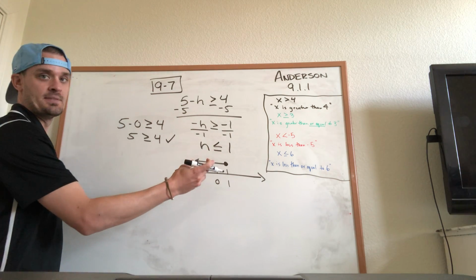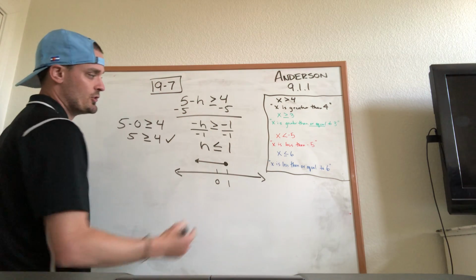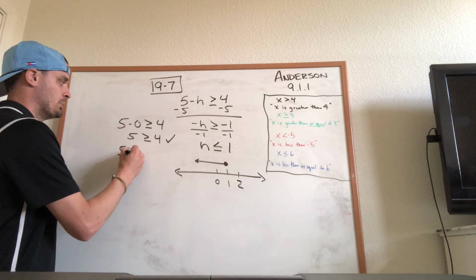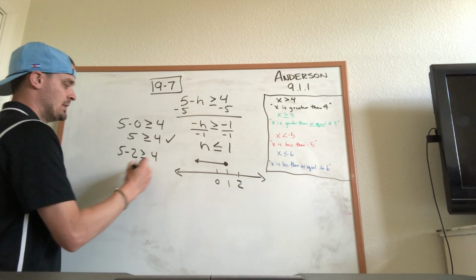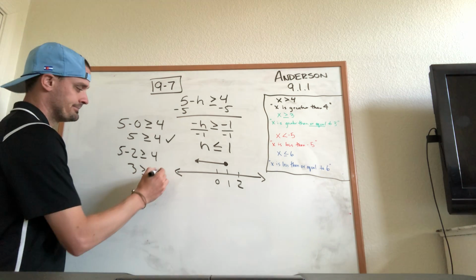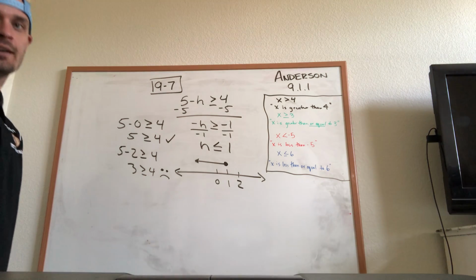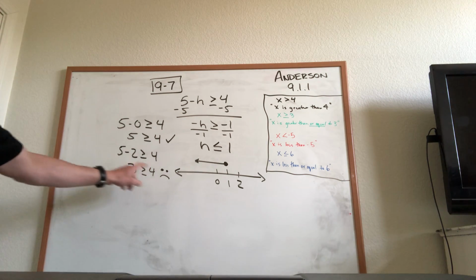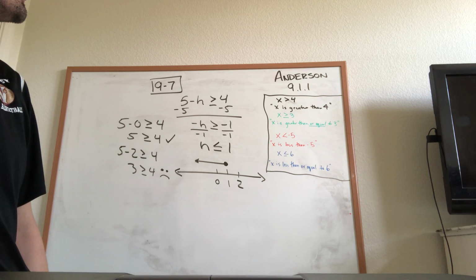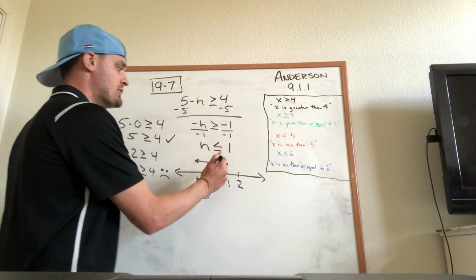If you didn't flip the sign, it would be pointing to the right. You would plug in the point 2. So let's say I plugged in 2. I end up getting 3 is greater than or equal to 4. 3 is not greater than 4. So I know that 2 should not be in the shaded region, which in this case it is not.